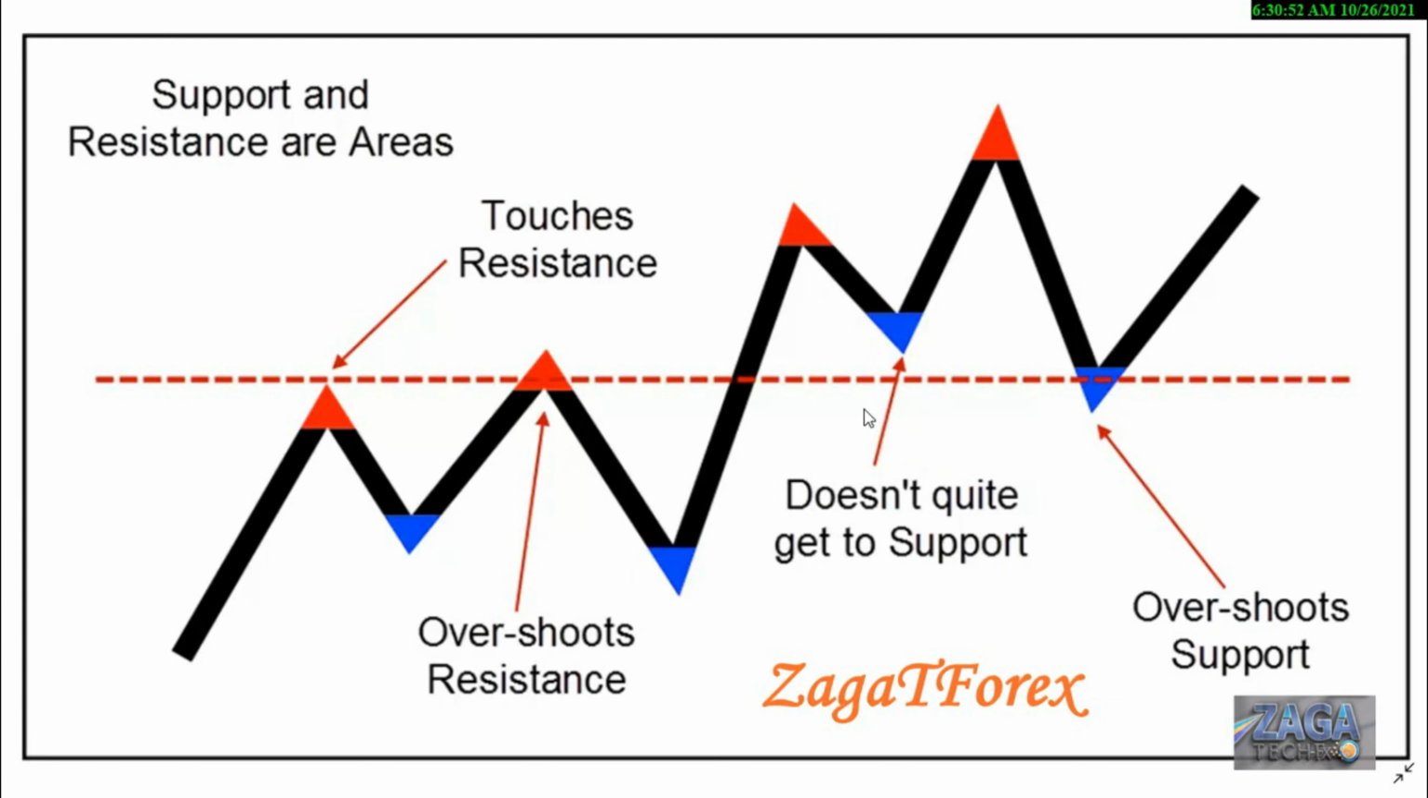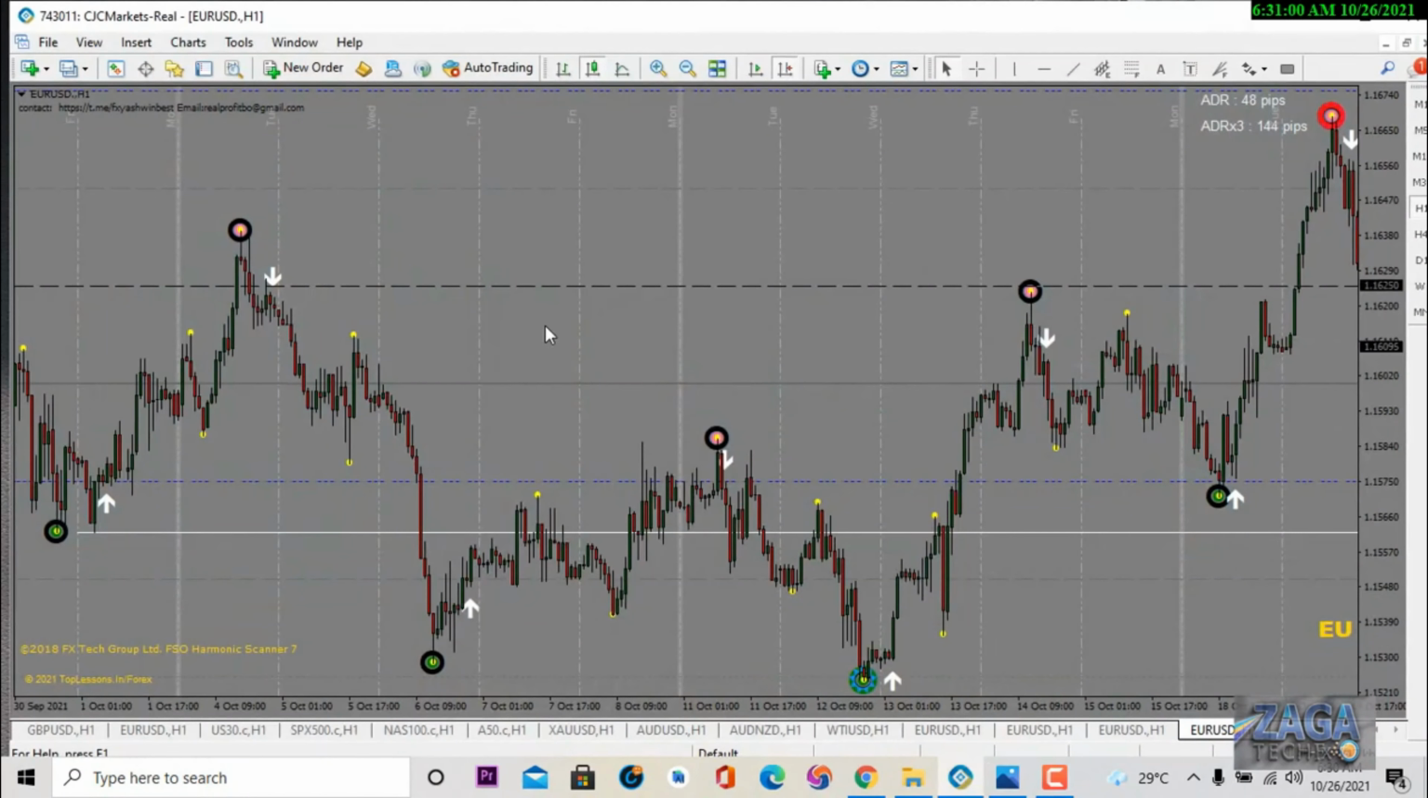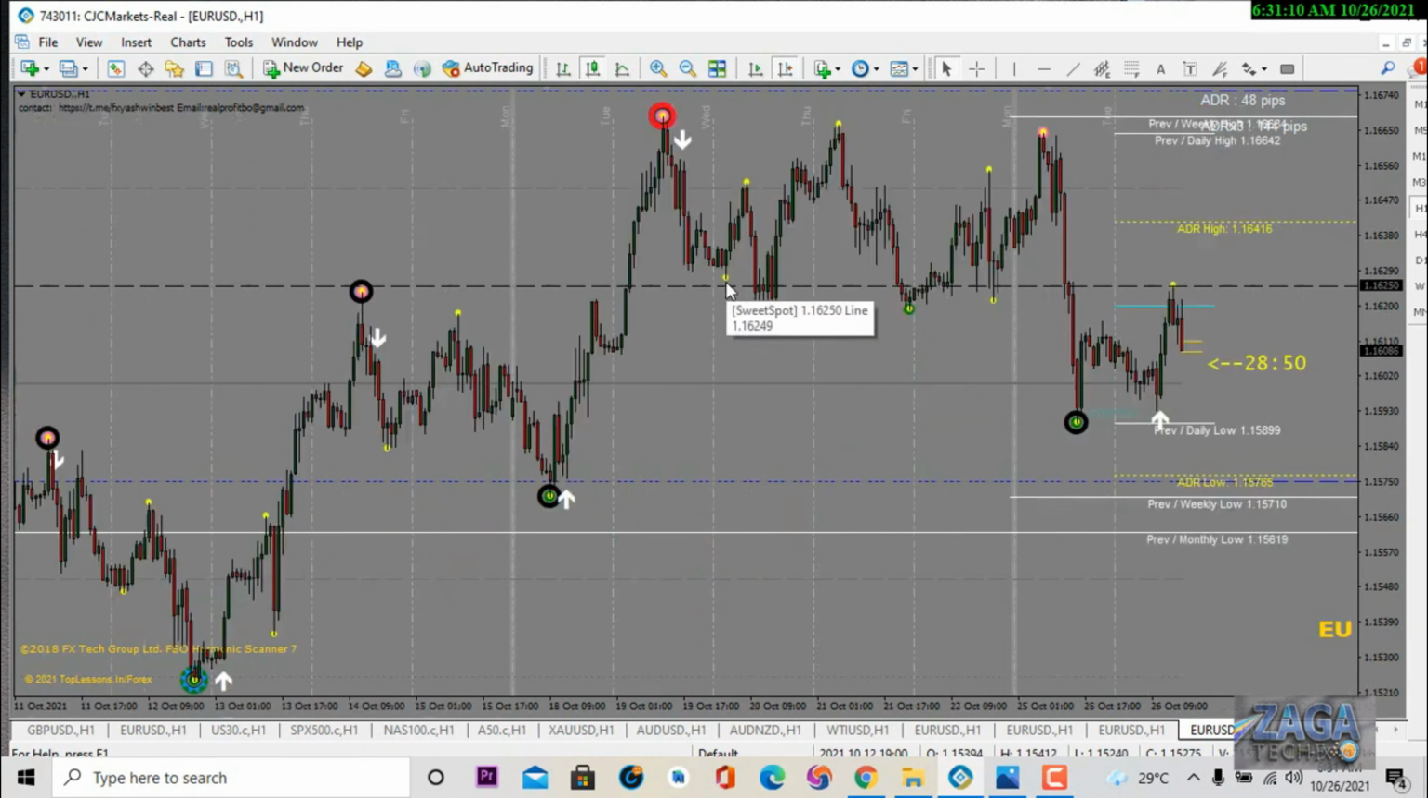Now let's take a look at an actual chart for us to understand what a support and resistance area is, right? So let's take a look. Now this is an actual chart, guys. This is Euro USD. This is H1 time frame.